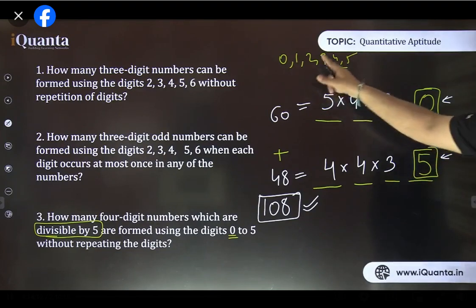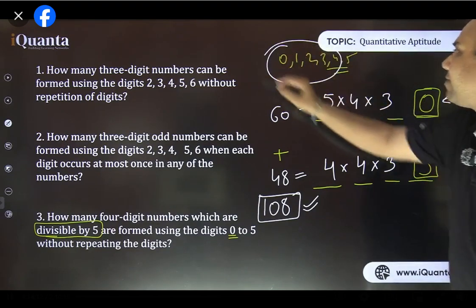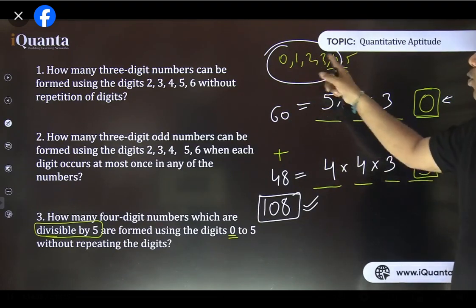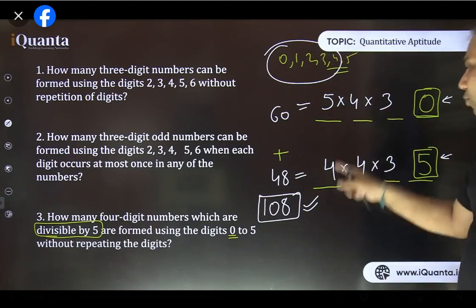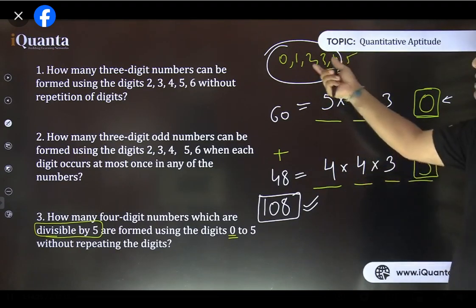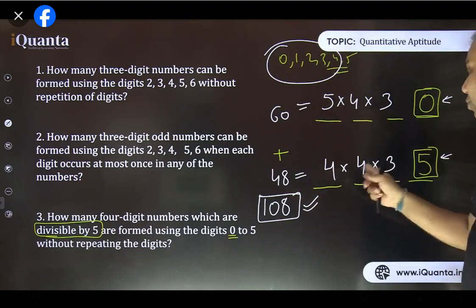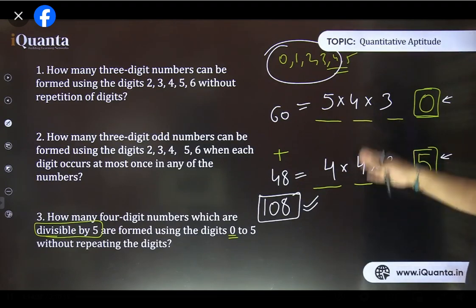But when the last digit is 5, then this last place is filled by 5. Now I'm left with 0, 1, 2, 3, 4. So from these 5 digits, in how many ways can we fill the first place? I cannot put 0 here now. I only have 4 options: 1, 2, 3 or 4. That's how 4 into further 4. Why 4? Because 1 digit has been used, 5 was already used. So 2 digits are used, remaining are 4 now. Now 0 can be used anywhere, there's no issue. That's how it is 4 into 3.